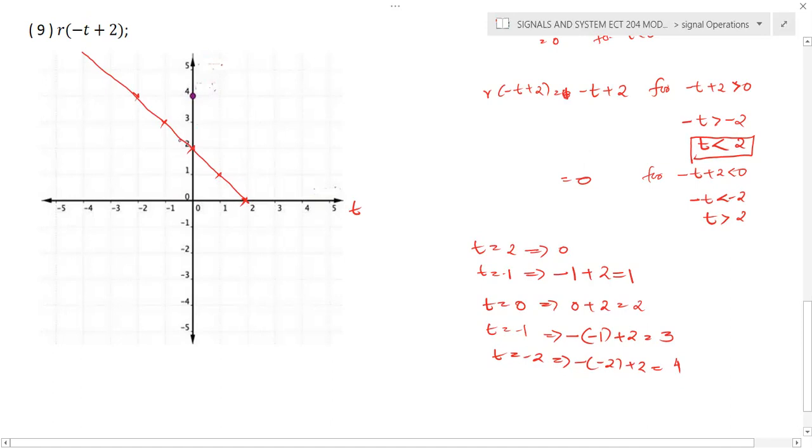Okay, shifted, and you can think of it another way. This is actually r of minus t plus 2. First, you need to find r of t, then r of minus t, and you will get a time reversed version. Now you can shift by 2 units, so it moves towards the right. That way also we can plot this particular signal.